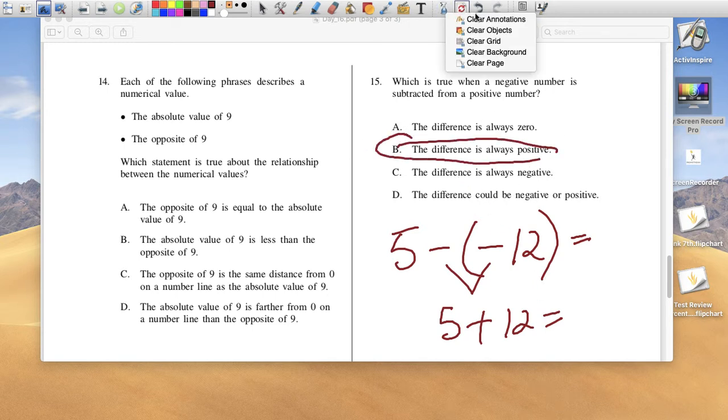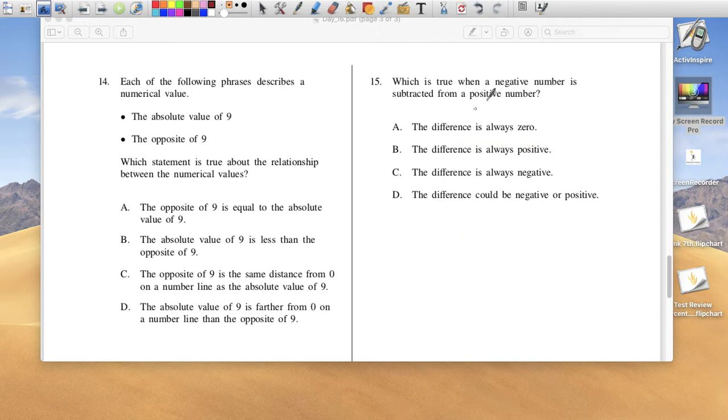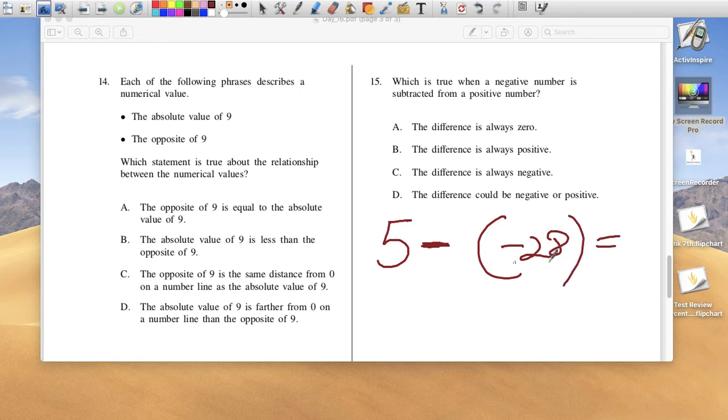So the key here is you knowing, hey, what is true when a negative number is subtracted from a positive number. So here's my positive number. So let's subtract a negative number from 5. So let's subtract a negative, and pick any negative number you want. Let's subtract negative 28 from 5. This is what this says. So again, negative and negative becomes positive, right? So again, my answer becomes positive.